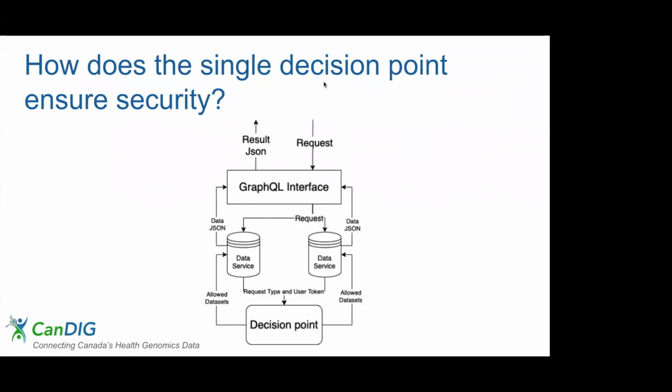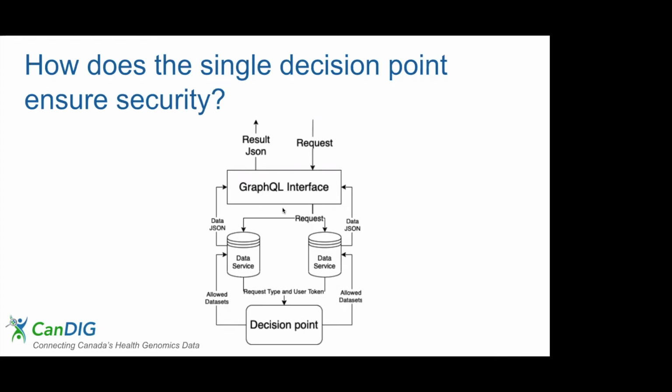So how does the single decision point ensure security? This diagram shows that the user will send a request to the GraphQL interface first. Then the request will be forwarded to the underlying data services. Then the underlying data services will forward the request type and the user token to our single decision point. Our single decision point will return the allowed data sets back to the data services. And the data services will return only the data within the allowed data sets back to the GraphQL interface.